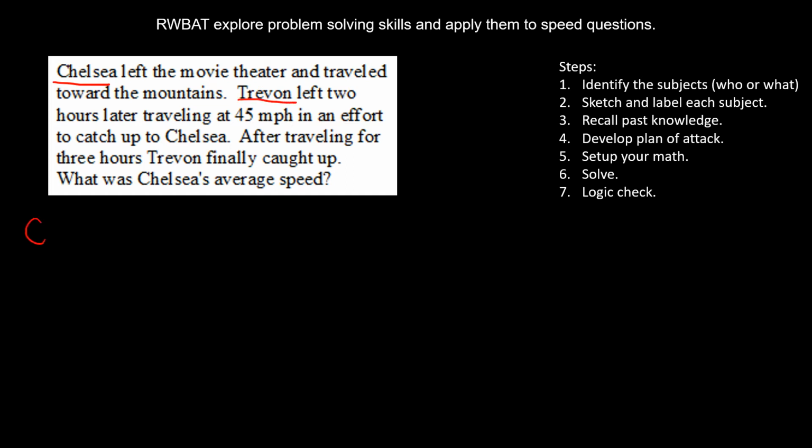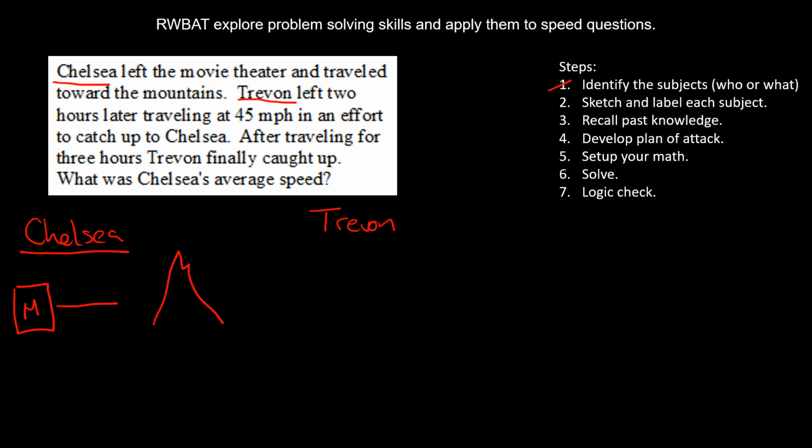So I'm going to write Chelsea here, and let's write out Trevon here. Okay, so we've got that. Now let's sketch and label each subject. So what is happening with Chelsea? Chelsea's at the movies. I'm going to put an M here for movies. And she's going to the mountains. Okay, here's our mountain. So she's going over here. That's everything from the first sentence.